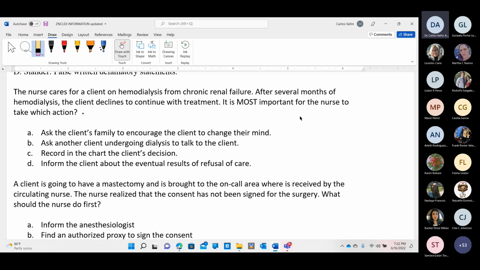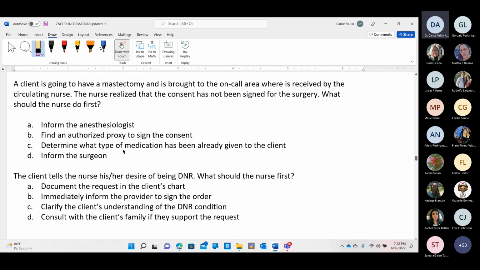So remember, those words are very important to understand the question, because take care: all the options could be right, or at least two or three options could be right.